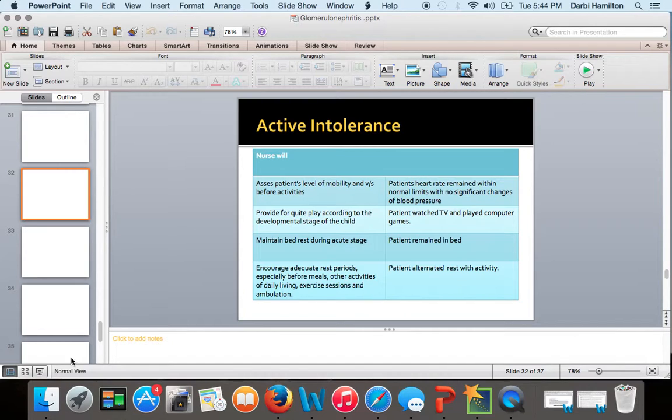Third intervention: maintain bed rest during acute stages. This is to enable conservation of energy. Patient's response: patient remained in bed during acute stage. And the fourth intervention is to encourage adequate rest periods, especially before meals, other activities of daily living, exercise sessions, and ambulation. These rest periods help conserve energy, so it builds up energy to be used during activities to diminish tiring. And patient alternated rest with activities.